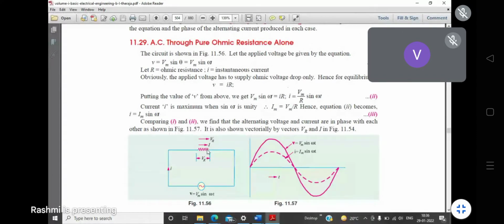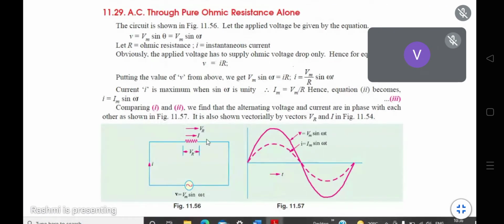Here a resistance is taken, and this is the source. It is an AC source. The voltage is how much? Vm sin omega t. So we have applied a voltage Vm sin omega t.